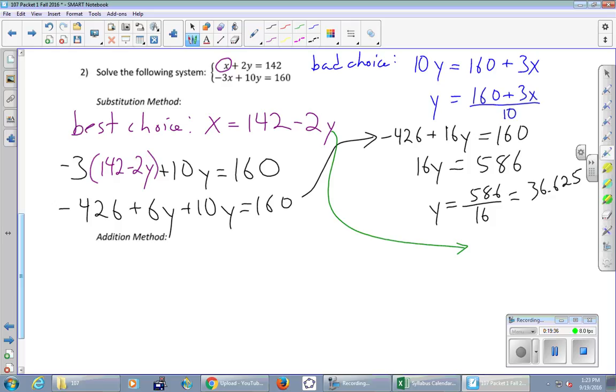That's the best place to go. Because what did you just say we needed to find? X. And that equation is perfect for us because it starts x equals. So once we do the arithmetic, we've got x.